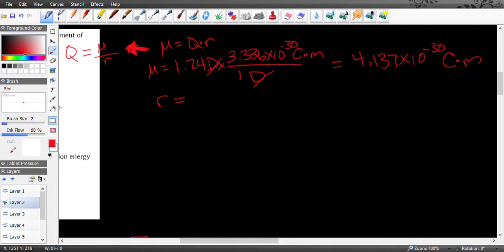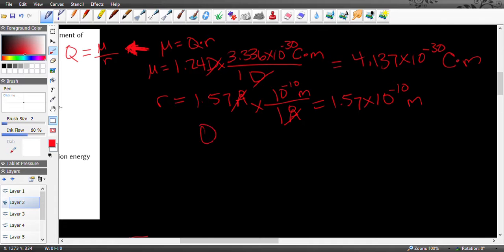So let's go ahead and do that. 1.57 angstroms, and 1 angstrom is 10 to the negative 10 meters, so that's 1.57 times 10 to the negative 10 meters. Solving for Q, we'll change colors here. We'll take this one divided by this one, so draw my line: 1.57 times 10 to the negative 10 meters.